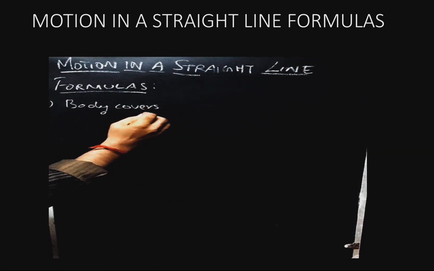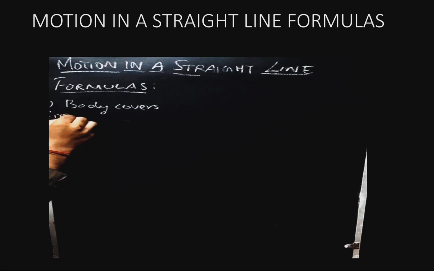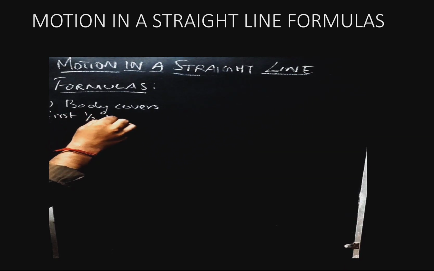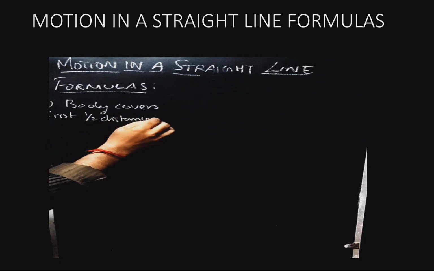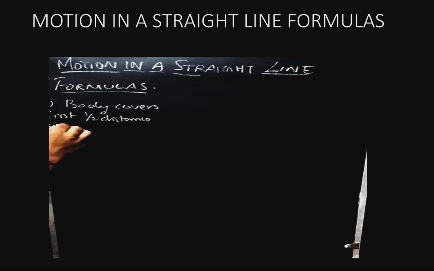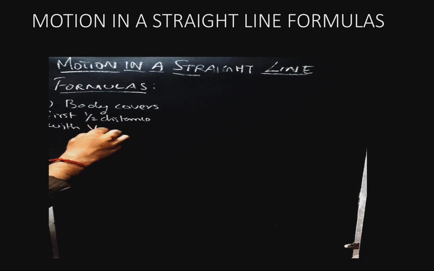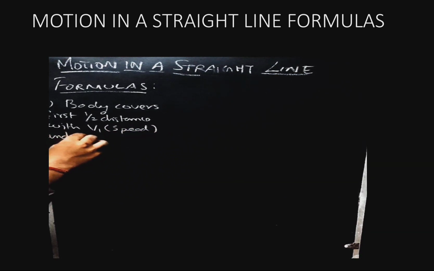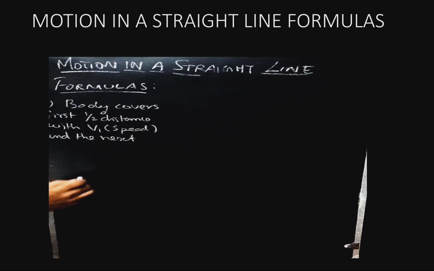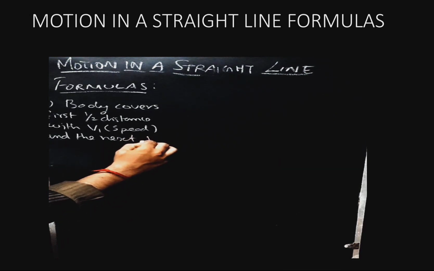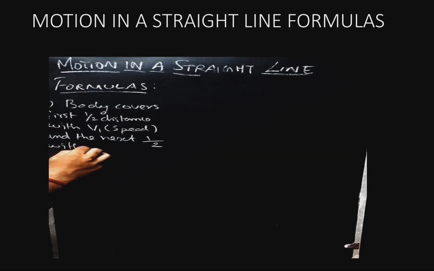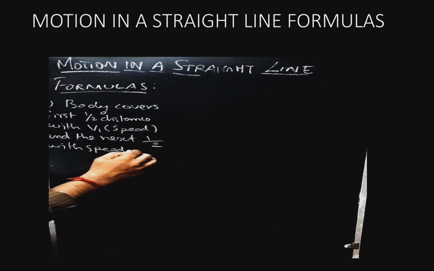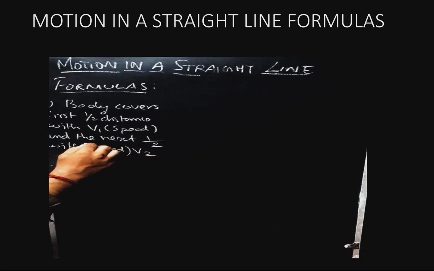The first formula is, say for example, when a body covers the first half of a distance with the velocity v1, or speed, you can take it, and the next half with the speed v2. So the first half in v1 speed and the second half in v2 speed.